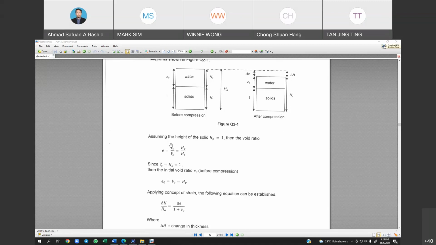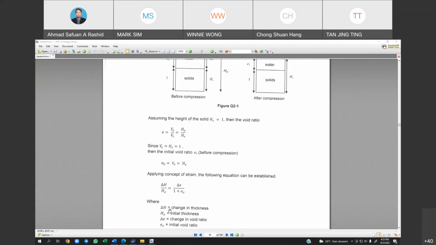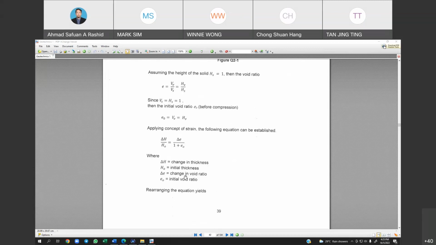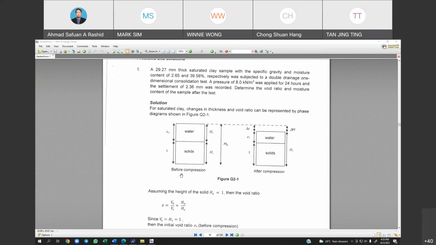Okay, so we use this equation in order to get the delta E later on. From there we can get the void ratio after the compression, so determine the void ratio after the test.